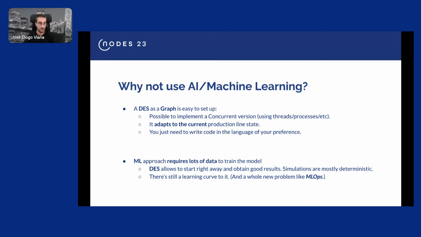Now let's dive into a bit more of a discussion part and why we're not using AI or machine learning, or why we don't need to use it all the time. The main part here is that the DES, the discrete event simulation, as a graph, as we saw now, is very easy to set up. Firstly, we could also implement a concurrent version using threads or processes. What I mean by this is that since we are thinking of workstations as independent nodes, we can also look at them as independent processes.